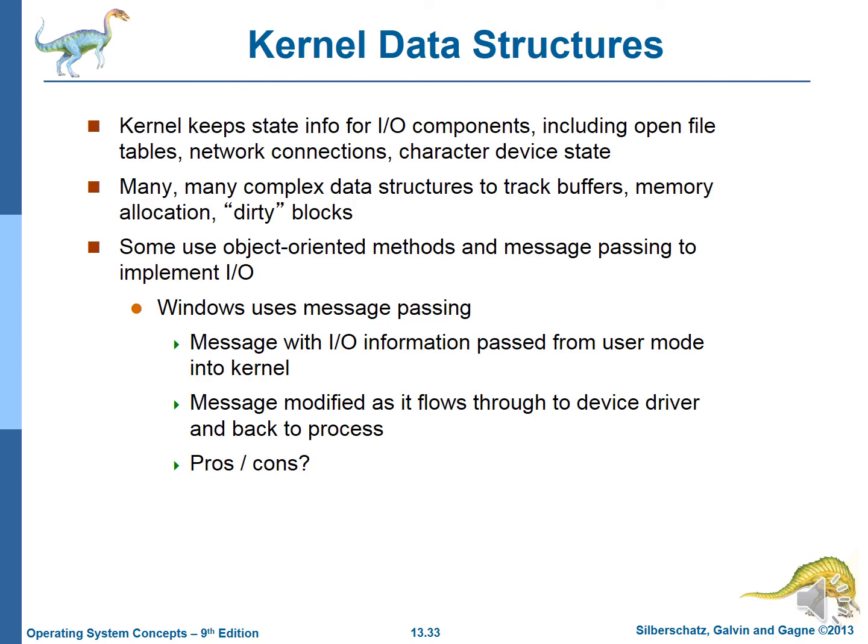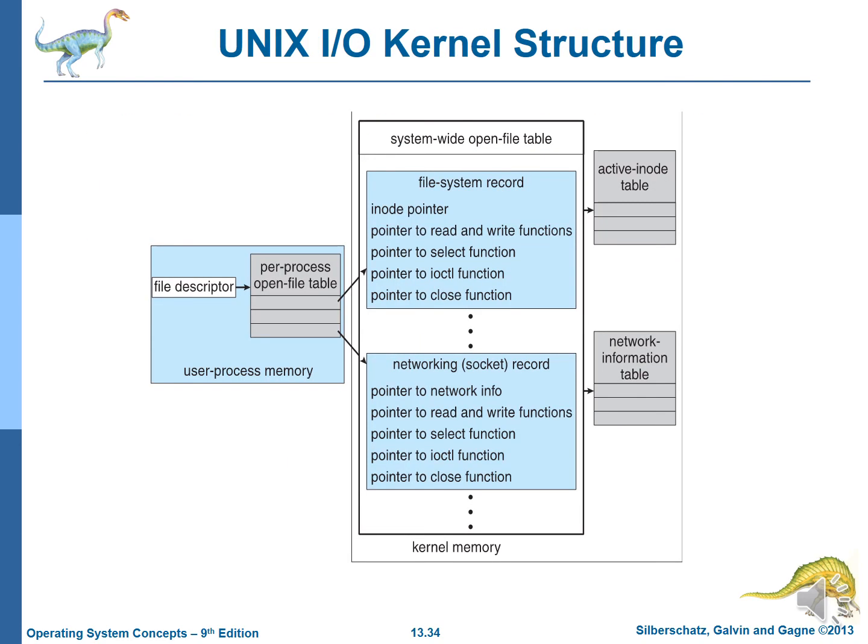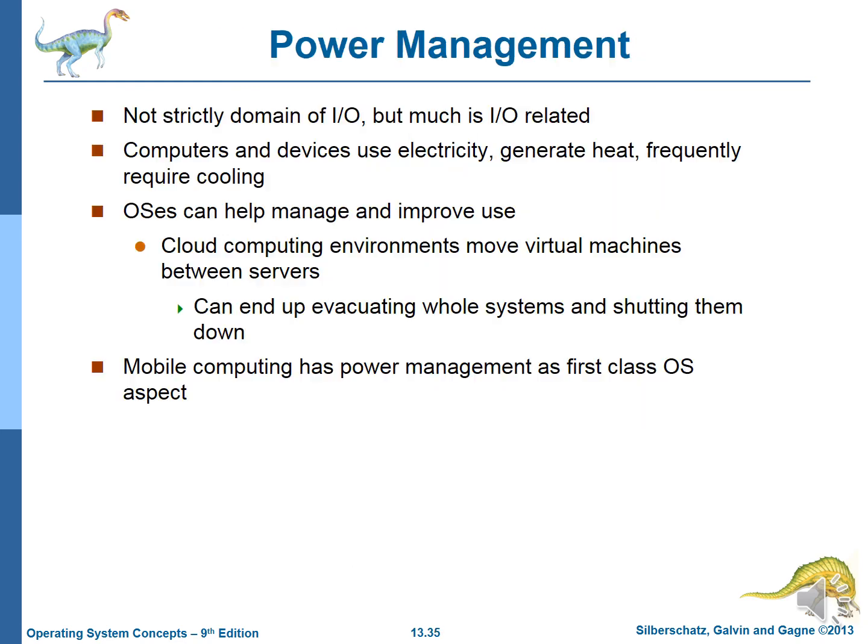Kernel data structures are used for IO components: track buffers, memory allocation, dirty buffers. Unix IO kernel structure: you will have the user process memory, then the kernel memory. User process memory will have the file descriptor. Per process open file table, then the file system record, then active inode table, then a network information table.